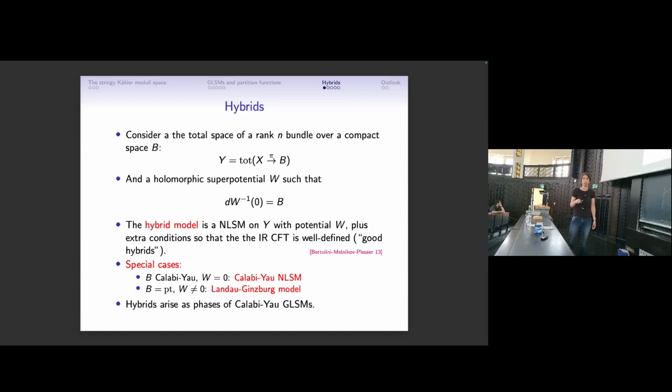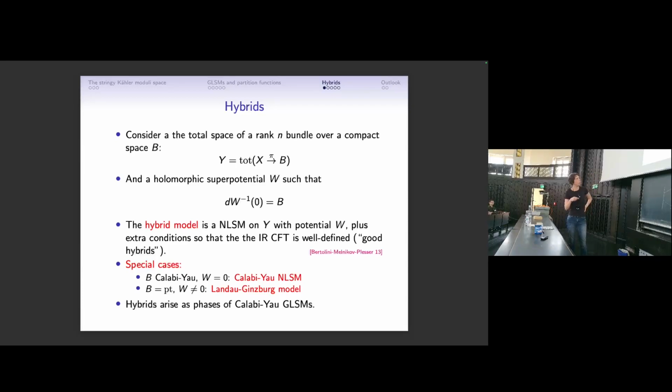And Bertolini, Melnikov, Plesser wrote a paper in 2013 to really understand these so-called good hybrid models from the level of a CFT perspective as well. Well, they call it good hybrid. Everything else would be a bad hybrid. And my fear is that the bad hybrids are the ones that are the generic limiting regions in this moduli space. But these have well-defined IR CFTs, and the bulk state spaces and the bulk theories of these theories have been worked out by Bertolini, Melnikov, and Plesser. So at least the state spaces on the previous slides, they were understood.